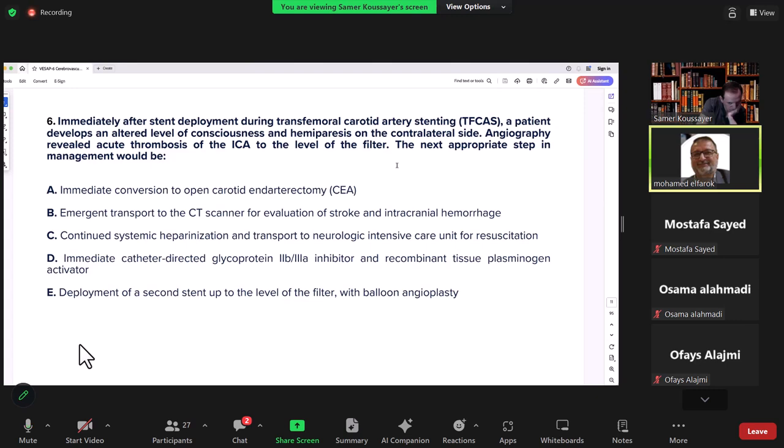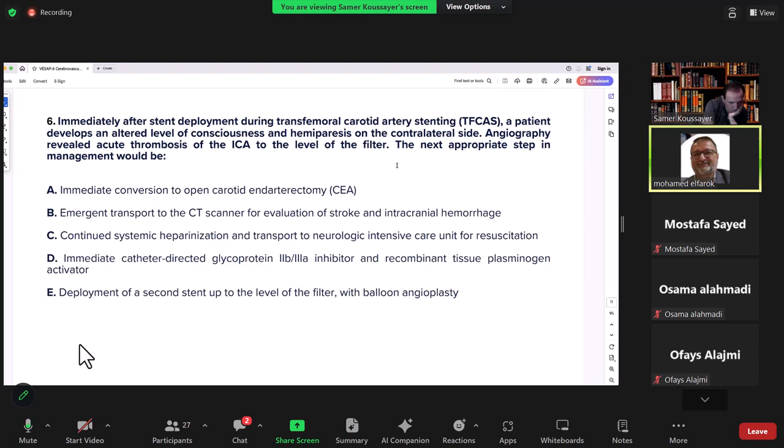Thirdly, at the Royal College, when we put a question to a candidate, we must be very clear what the management is in this scenario. So here, I wouldn't agree that the angiogram shows thrombosis. I would say it will show no flow. Secondly, the appropriate step is to pull the filter, take it out, and repeat the angiogram. This is the logical step, which is not found in any of these options.